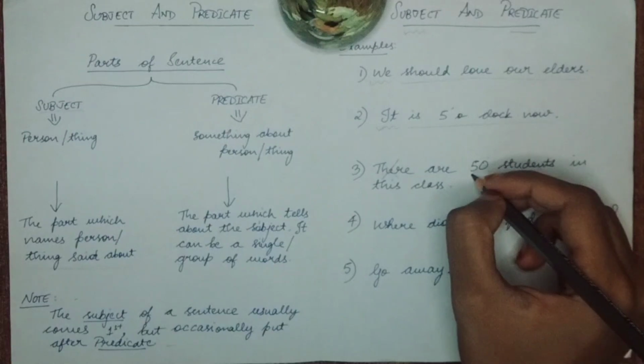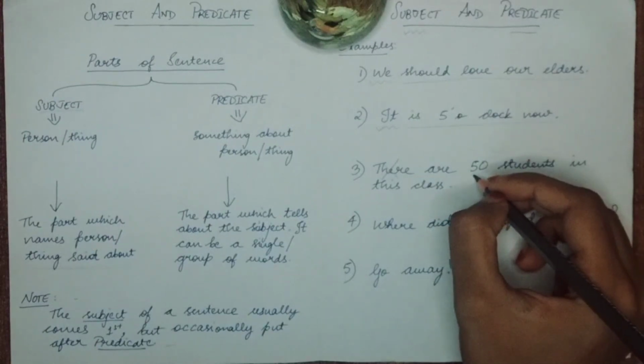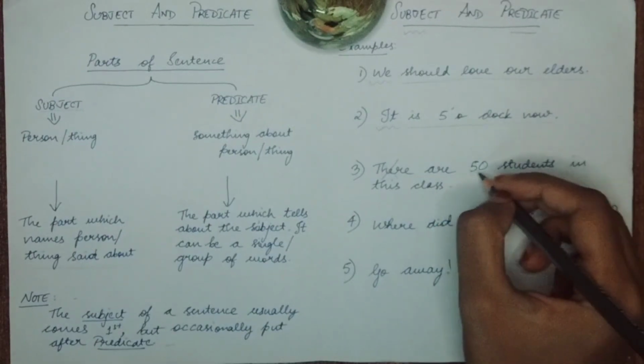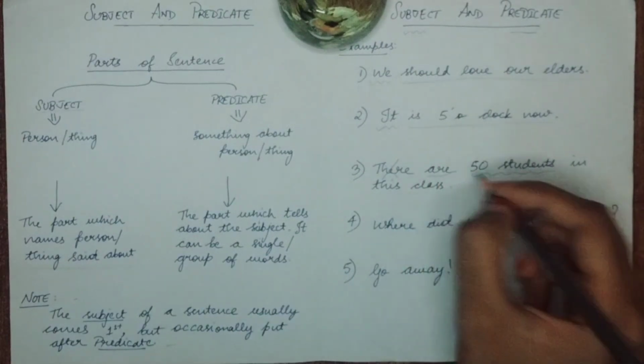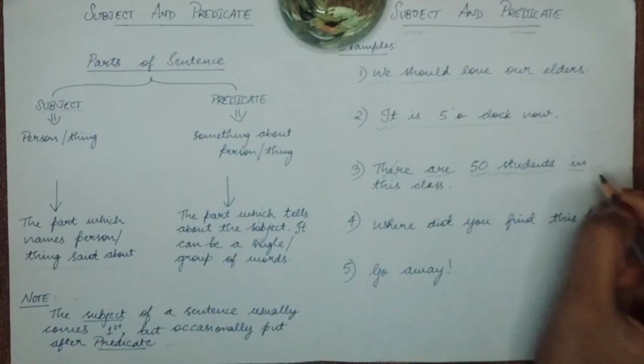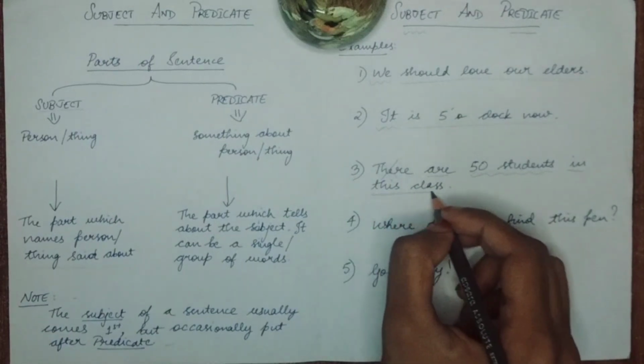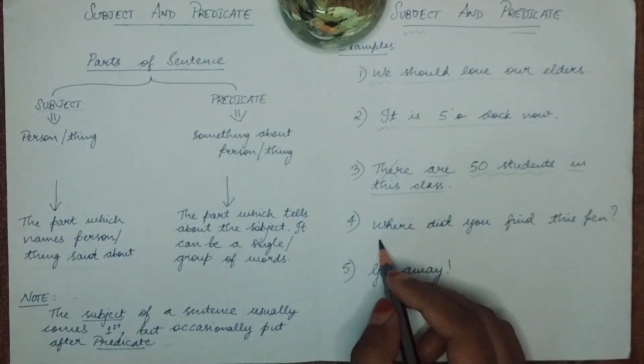So 50 students will be the subject here. It talks about people. It is a person and hence this will be the subject. I'll make a curly line. And the remaining part, which talks about 50 students, are in this class, will be the predicate. Let's look at the fourth liner.